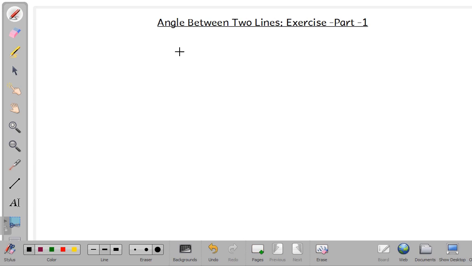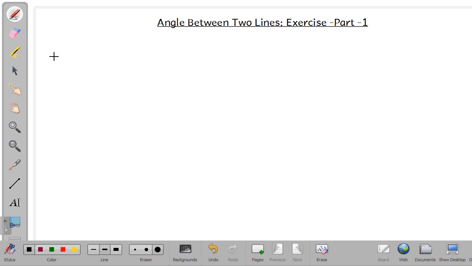Before entering the main exercise part, in this video we will try to develop the basics. We will develop our base so that while solving advanced or difficult questions, there shouldn't be anything that we don't know. We will build up all the basics needed to solve questions from this chapter, which is angle between two lines. Let us keep it short and get started.